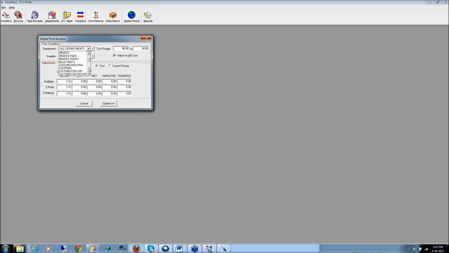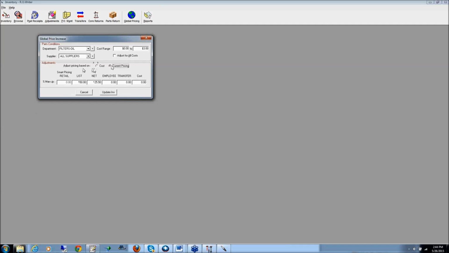I could go through my departments, and let's say we'd like to adjust my oil filters, and every oil filter that costs me between $0 and $3, I'd like it to be 2.5 times my list price. I'd like it to be 2.25, and so on down the road. When I hit Update INV, price 1 gets set to smart pricing. Price 2 through 5 gets set to my cost plus multipliers as I have defined them. We can adjust our pricing based either on cost and/or what my current price would be.